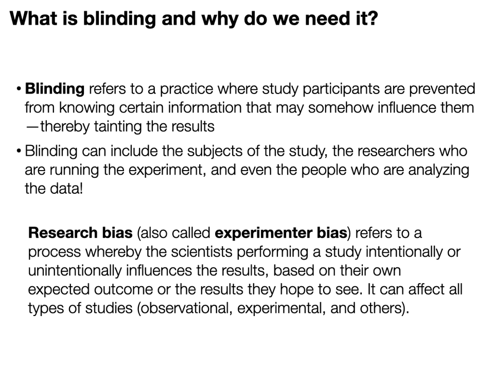But blinding can also be done on the researchers running the experiment, and it can even be done on people analyzing the data. And the reason why it's important to blind the experimenters and the people analyzing data is that we all have biases. We have experimenter bias, which refers to a process where we might unintentionally or intentionally influence the results based on our own preferred or expected outcome, or the thing we hope to see. And this process can affect all kinds of studies, observational studies, experimental studies, and others. So it's really important to think about ways to reduce the impact of our own personal biases.